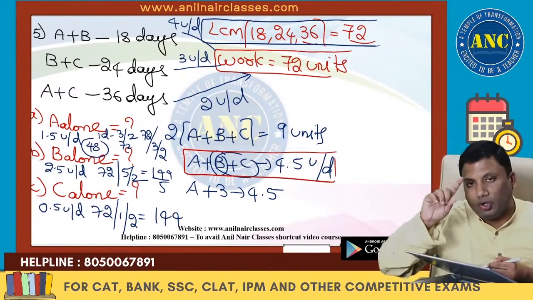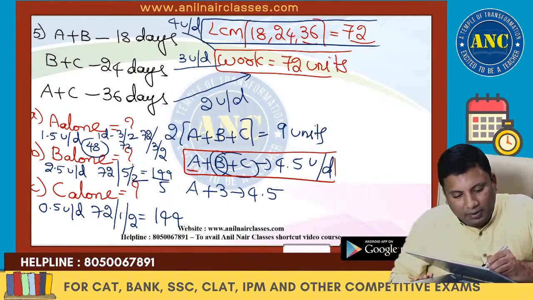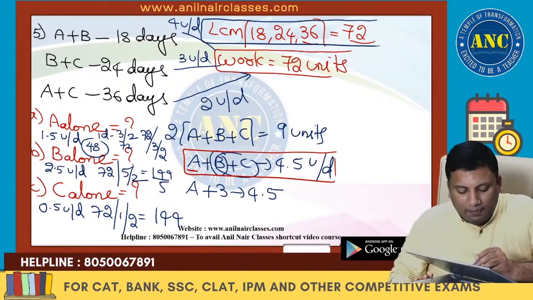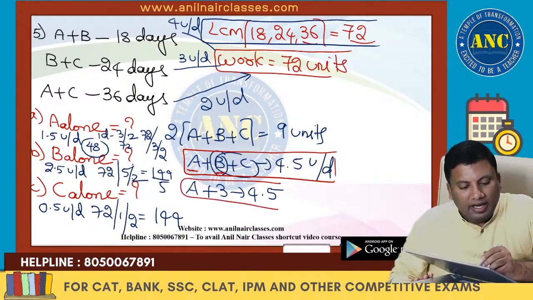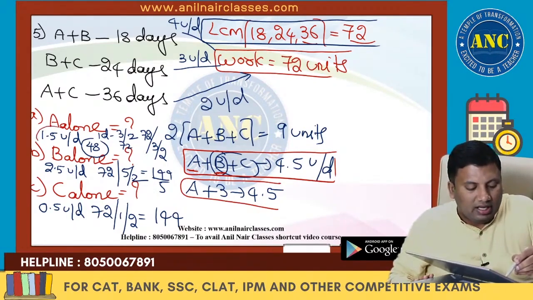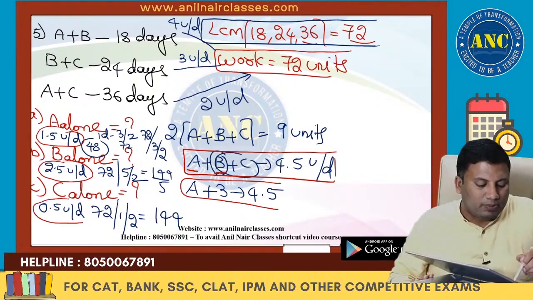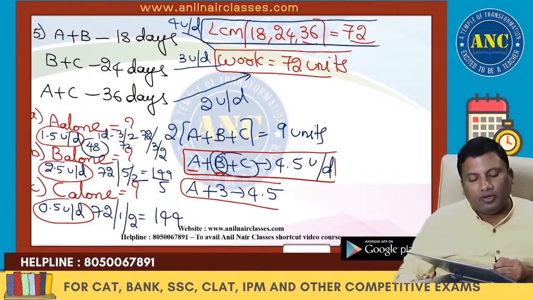You can also do this using the percentage method, that we will also discuss. B plus C in 1 day is 3. A plus 3 is 4.5. For B, A plus C is 2, so 2.5 units. A alone is 1.5 units per day, B alone 2.5 units per day, C alone 0.5 units per day.